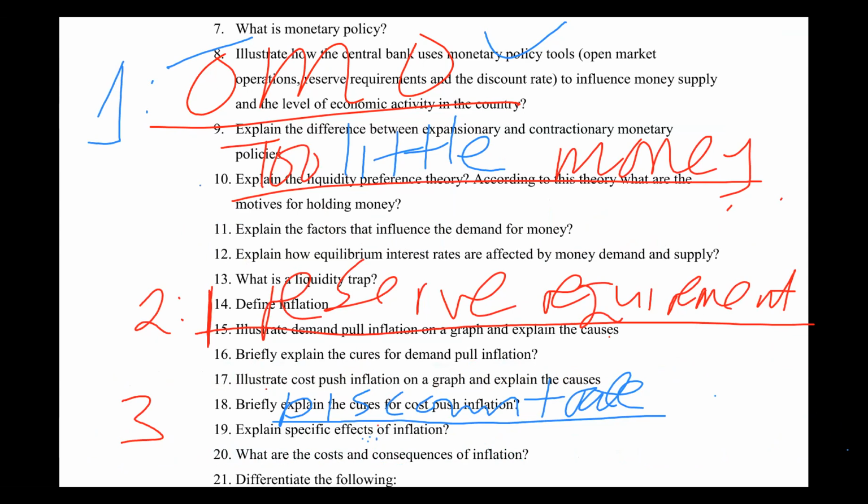So when there is too little money, they use the open market operations by doing what? By buying what? Bonds and securities.